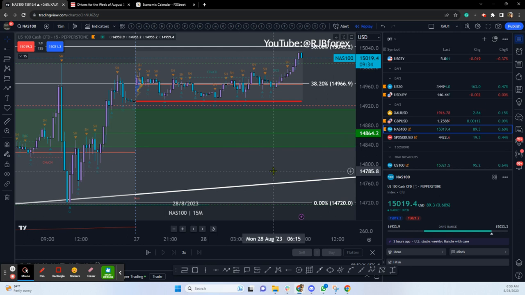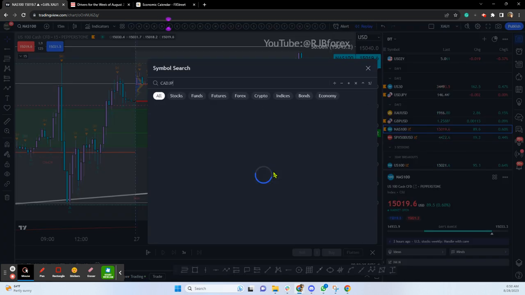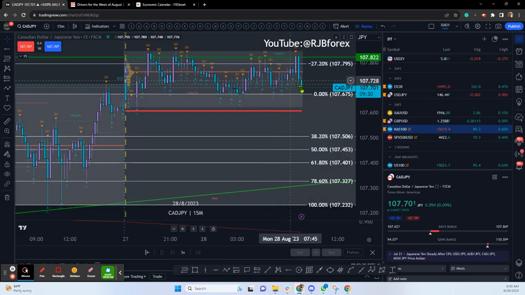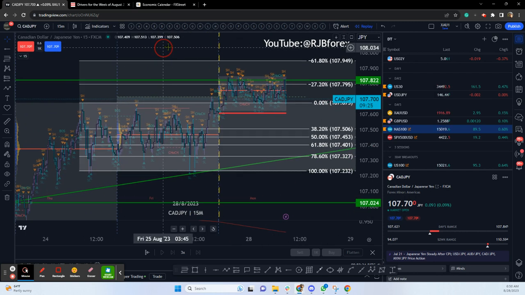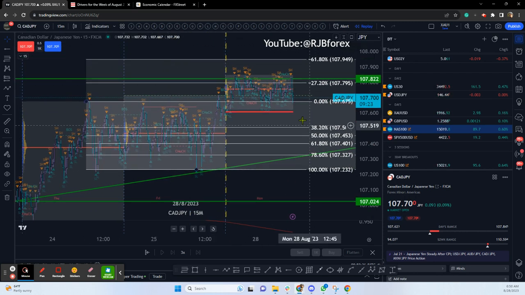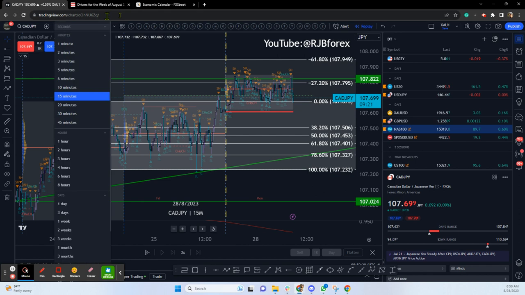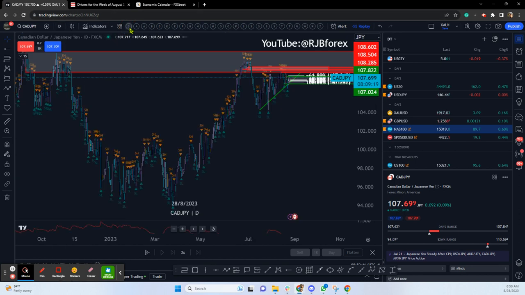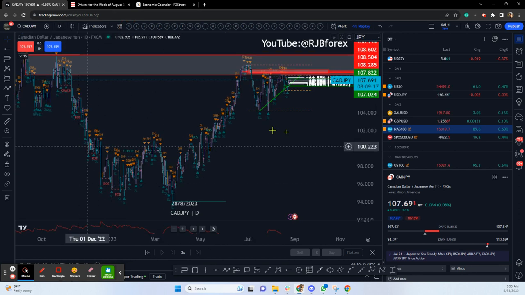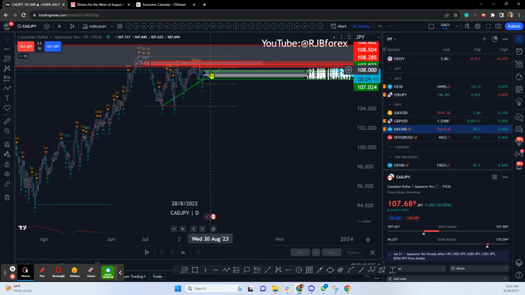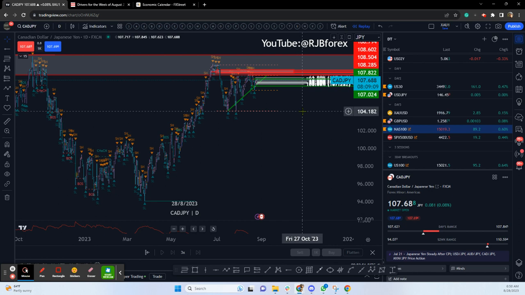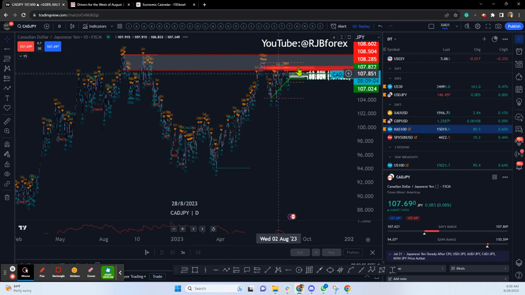CAD Yen. Right, CAD Yen. Up high. Let's go to the daily chart. I'm sort of wedged in here, coiling. Prospects of an explosive move to the downside, perhaps. Up in resistance.